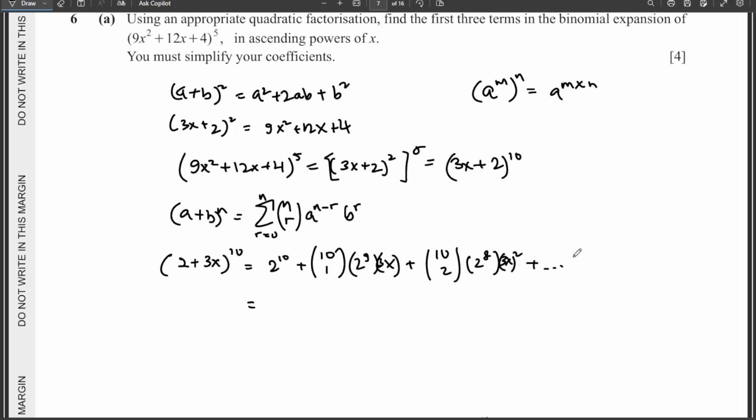So we type this into the calculator. Right, as long as you're careful in typing this into your calculator, there shouldn't be any error, and this will be your final answer.